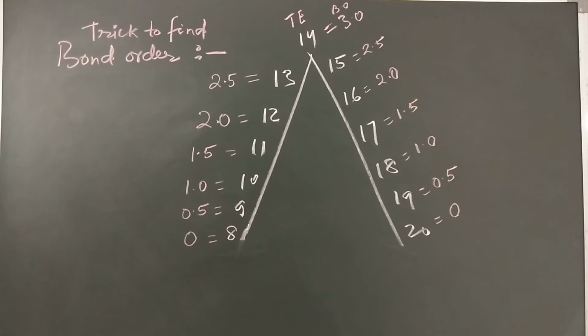If the total electron is 15, the bond order is 2.5. If the total electron is 16, the bond order is 2. If 17, it is 1.5. If 18, it is 1. If 19, it is 0.5. And in 20, the bond order is 0. That means the molecule does not exist.